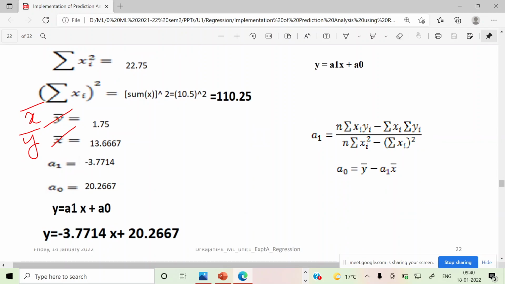So y is equal to a1x plus a naught is our equation. Then a1 is this, a naught is this. Substituting in a1, you will get the value of a1. Once you get the value of a1, how to get the value of a naught? Y bar minus a1 into x bar. What is y bar? Y bar is summation of y whole divided by n, that is nothing but the average or mean value. Similarly, x bar is the mean of x, summation of x whole divided by n, and n is the total number of samples.